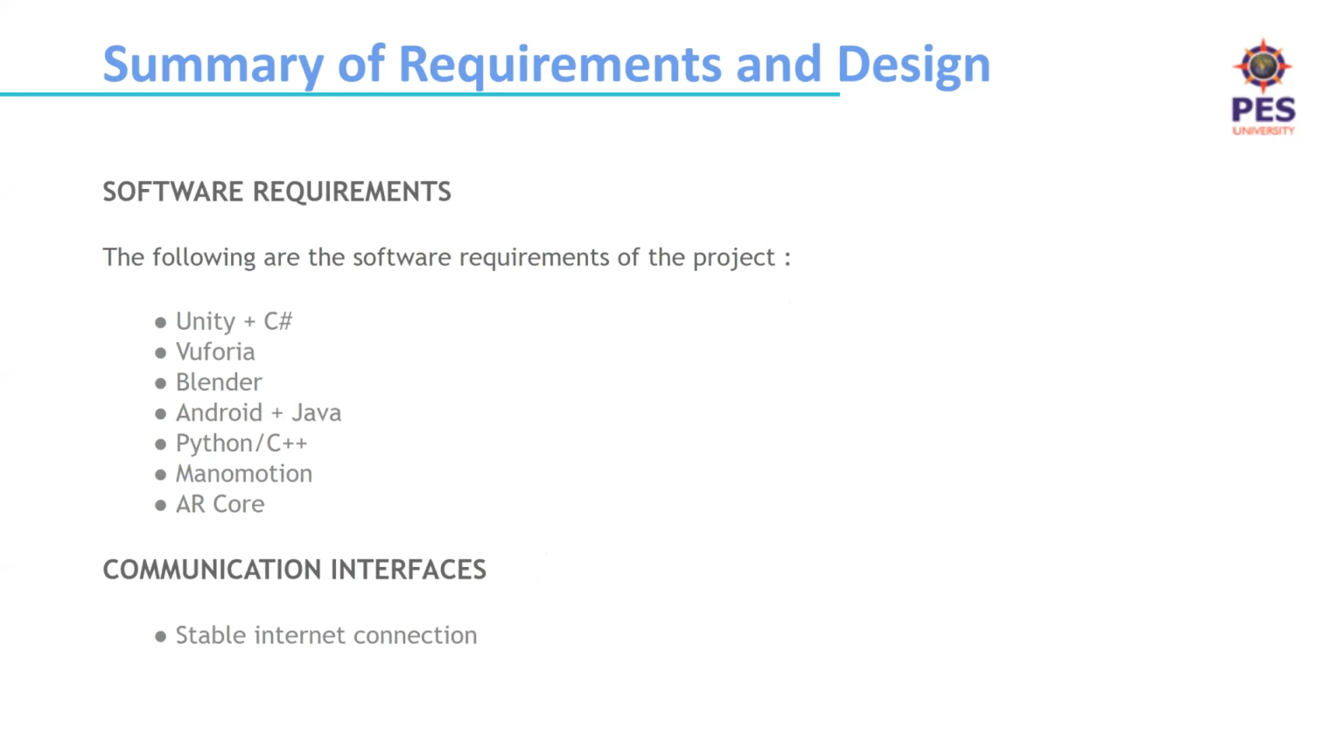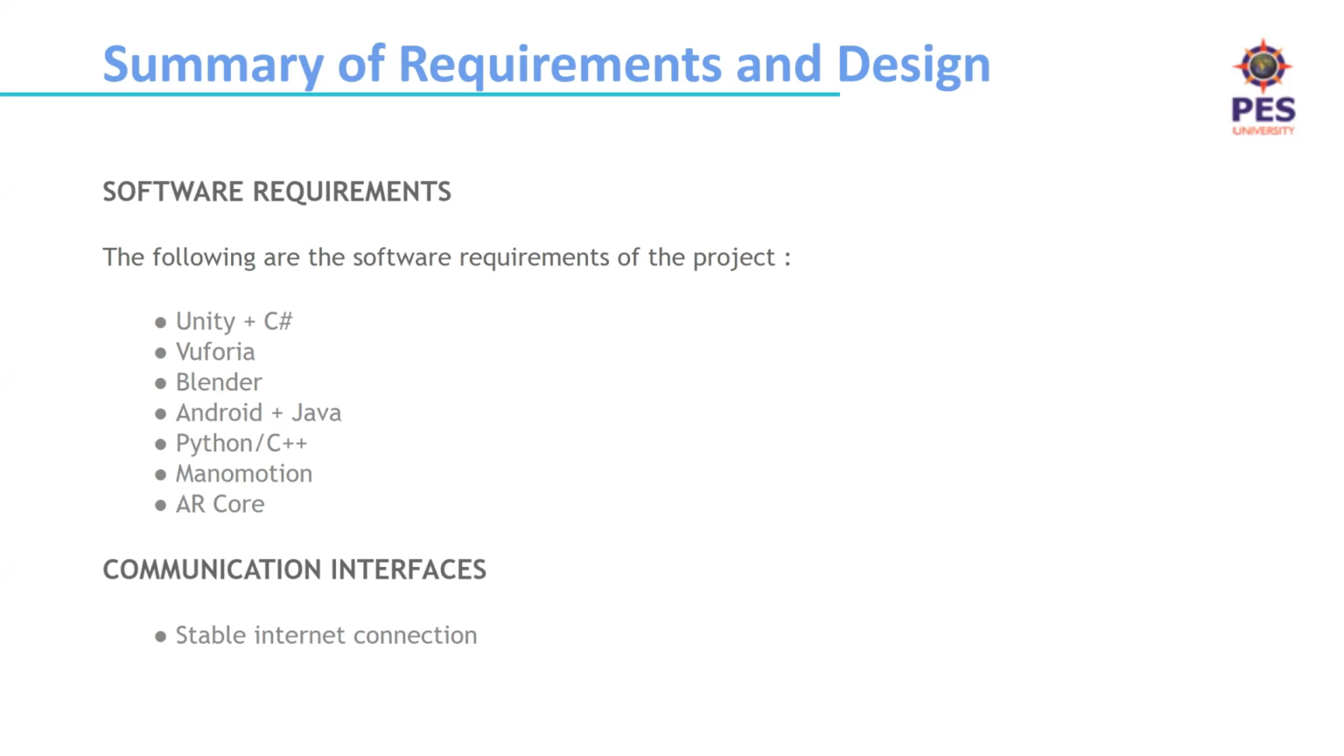Next slide. Coming to the software requirements of our project. The first software requirement would be Unity and C#. C# is the associated coding language for Unity, and this would be needed for setting the environment and creating the augmented reality platform. Vuforia would be needed for image databases and corresponding image tracking. We would need Blender to make the low poly models, and Android and Java would be needed to port our application to an Android smartphone device.